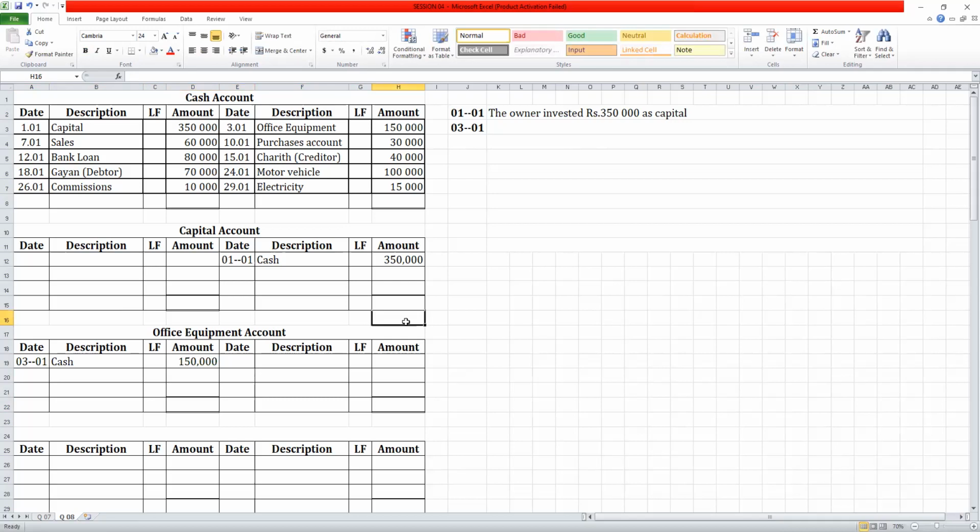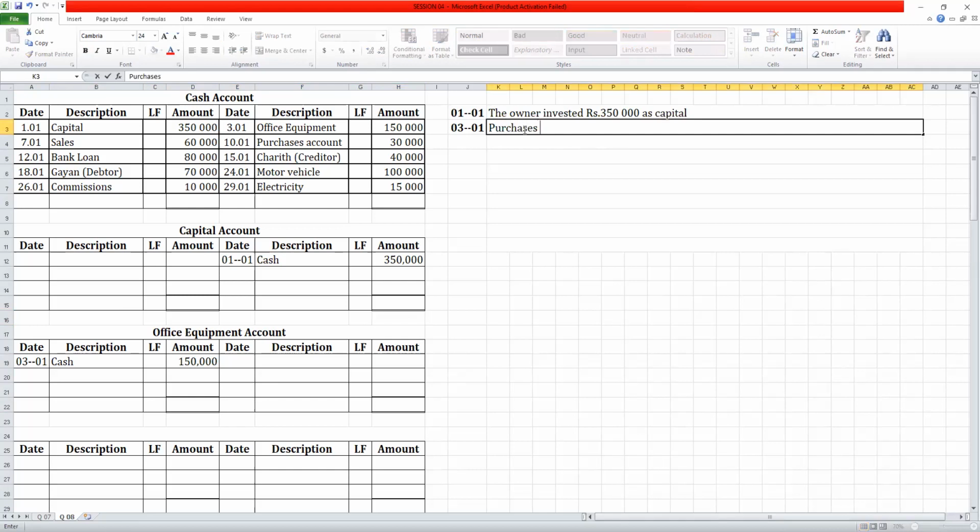Now can you describe the second transaction? Anyone in the class? Very good. The second transaction is, I will describe it: purchased office equipment valued rupees 150,000. Good. We are referring to the dates. 3rd of January.